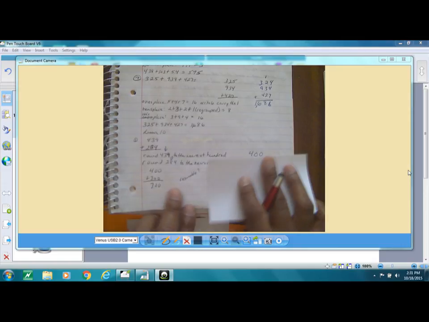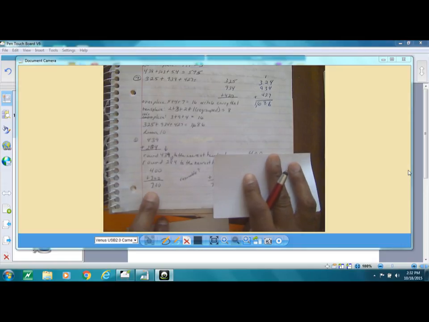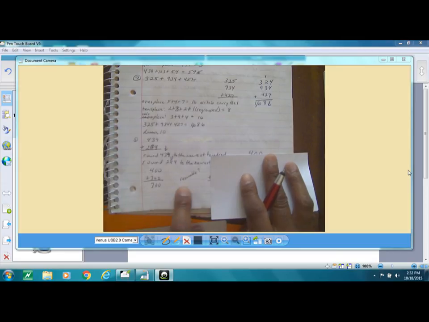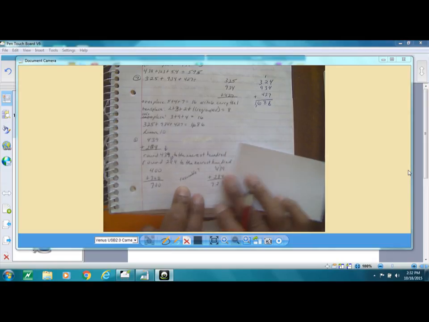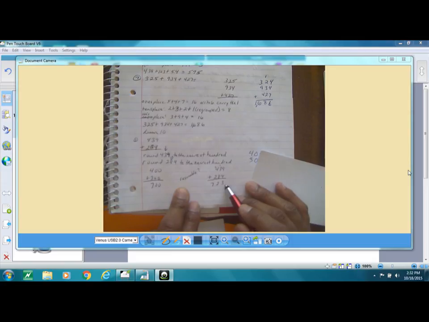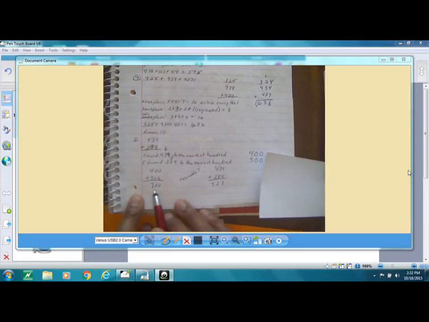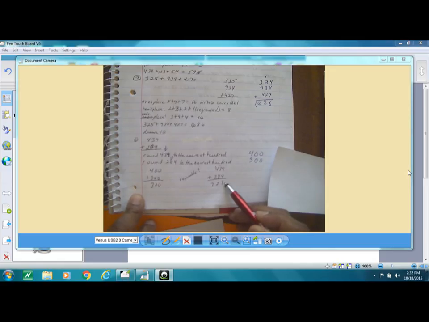Now I went ahead and I wanted to know if I estimated correctly. Is that a reasonable estimation? That means, am I close? Am I near? So I went ahead and I added 439 plus 284, and I got 723. So if I rounded and got 700, and if I actually added, I would have gotten 723. And the question is that reasonable? Does that make sense? And the answer to that question is yes.